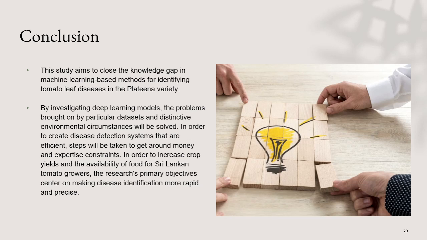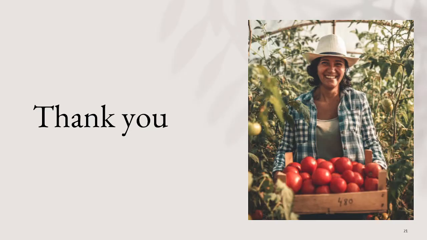I think this model is really important for the farmers who farm the Platina variant of tomato in Sri Lanka, because the main thing is they can treat their diseased plants and give an immediate solution for the disease as soon as possible. With that they can improve their cultivation as well. Yeah, thank you very much.